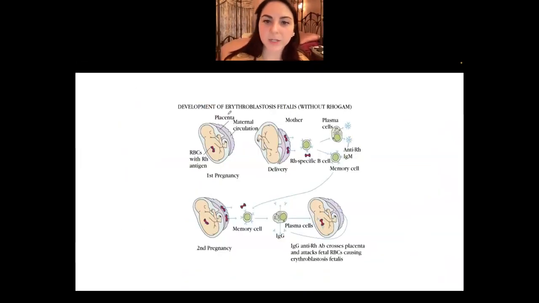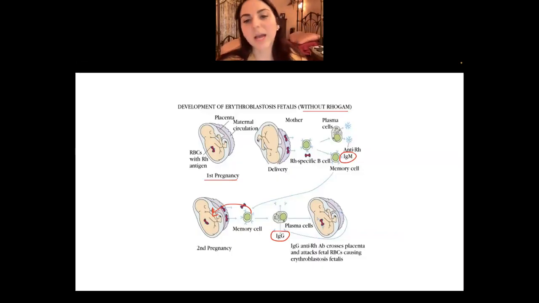And then just a reminder of HDFN. The whole idea without Rogam is that the fetal red cells get into mom's circulation after pregnancy one, which causes plasma cells and memory cells to develop. So in the second pregnancy, it automatically goes in and attacks. And this time it's producing IgG because it's the second exposure. Remember, first exposure is IgM, and second exposure is IgG, which can cross the placenta, and that's why the fetus can die within the womb.